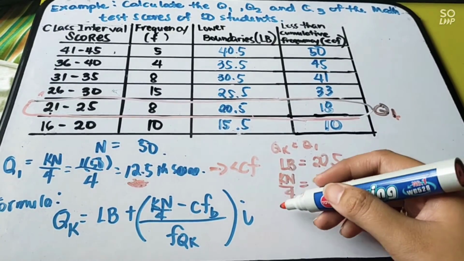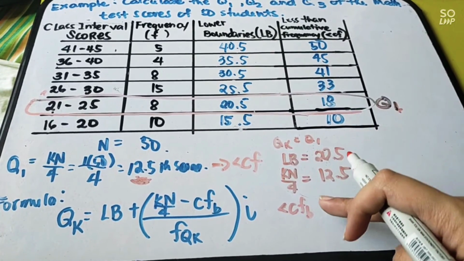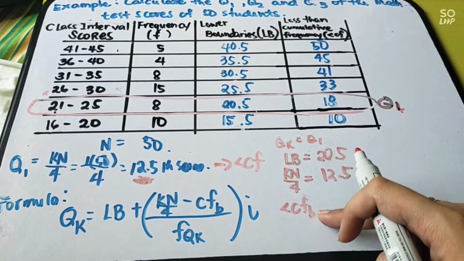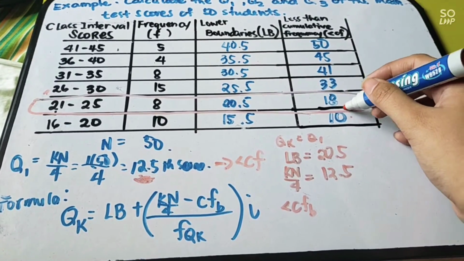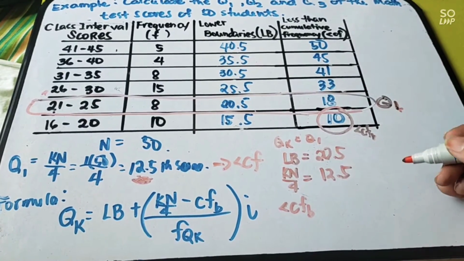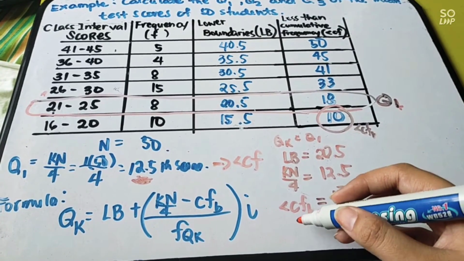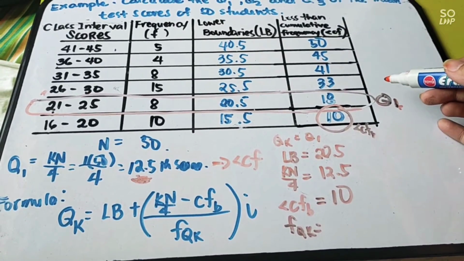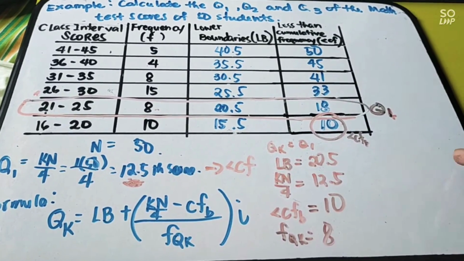Next, we have the less than CF, then B. Meaning, before the less than CF ng quartile 1 mo, kaya B yan. So, what is the less than CF before the quartile 1? We have here 10. So, it is equal to 10. Next, FQK, frequency ng quartile 1 mo. What is the frequency of your quartile 1? We have here 8.